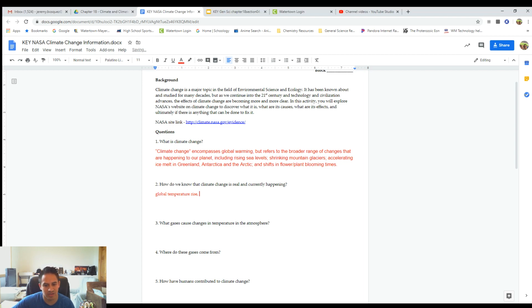And I'm going to be looking back at the website here. I'm just not going to switch my camera. So we have global temperature rise. We have warming oceans, shrinking ice sheets, glacial retreat, sea level rise. What else did we have on here? Decreased snow cover, declining Arctic sea ice, extreme events, ocean acidification.